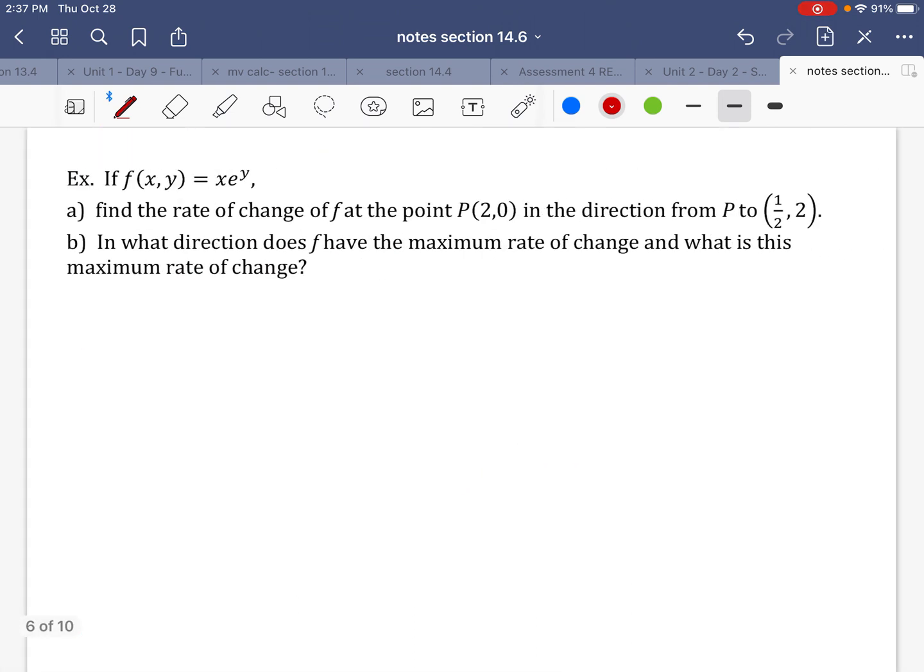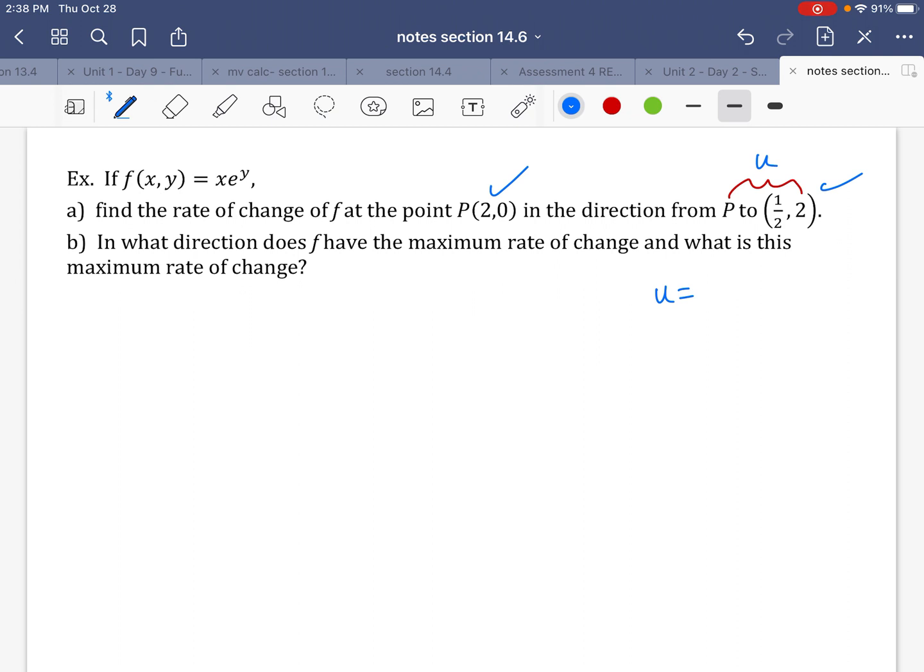Okay, so this one here, let's see, where am I here? Find the rate of change of your function at the point 2, 0 in the direction from p to 1/2 and 2. So this right here is quite a bit you have to figure out. So my u, this is the direction I'm going. I'm going from p to 1/2, 2. So I'm going from this point to this point. So I have to find that u vector.